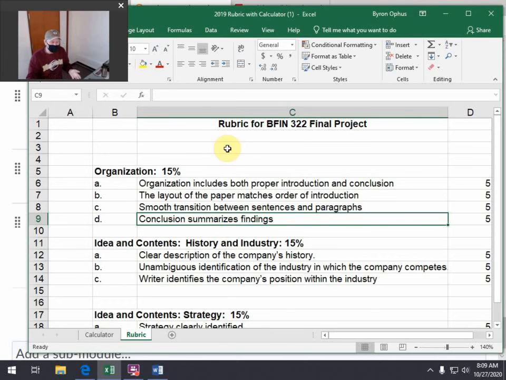A proper introduction tells me what you're going to tell me. You need to preview or summarize what you're going to tell me. It's as simple as saying, I've chosen Fastenal. I'm going to tell you about the industry in which it competes, a little bit about its history, its strategy, and then I'm going to give you an in-depth financial analysis. That's basically it. You might want to pretty it up a little bit, but I'm giving you the raw version of what needs to be in an introduction.